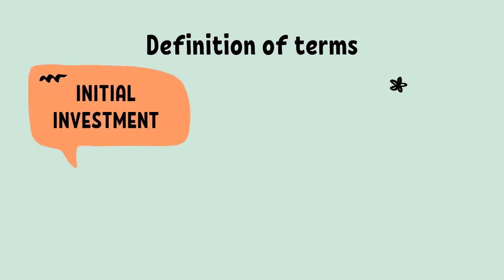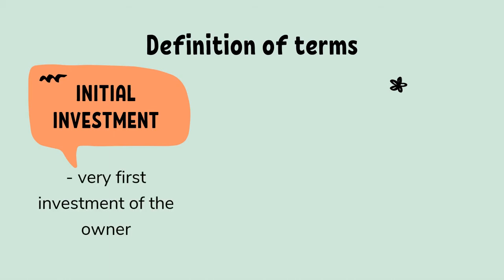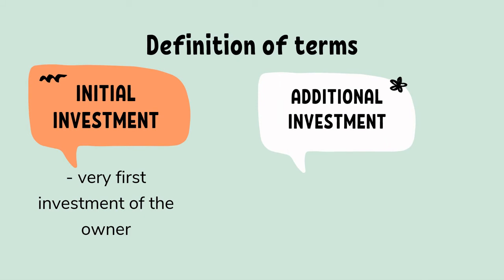Let's take a look at these terms. Initial investment, the very first investment of the owner of the company. Next, additional investment. This increases the owner's equity by adding investments by the owner. Example, monthly or quarterly, the owner of the business adds funds for the business.